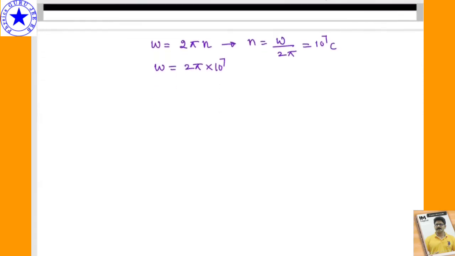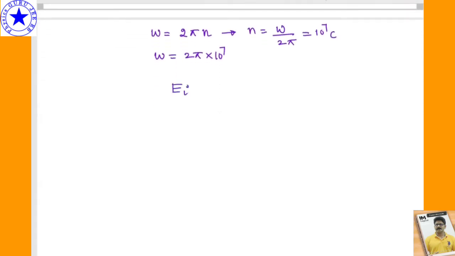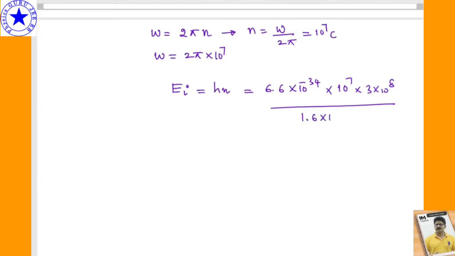Now the energy of the incident photon E is equal to h nu. h is 6.6 into 10 to the power of minus 34, into n, which is 10 to the power of 7 into c. c is 3 into 10 to the power of 8, divided by 1.6 into 10 to the power of minus 19 to convert into electron volts. Simplifying further, we get approximately 12.4 electron volts.